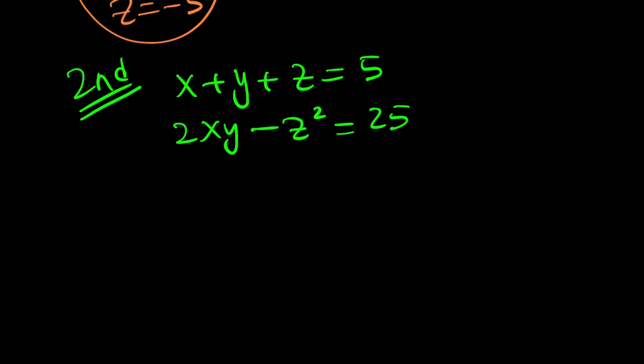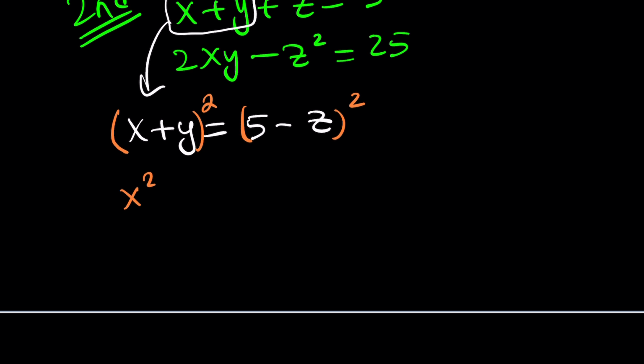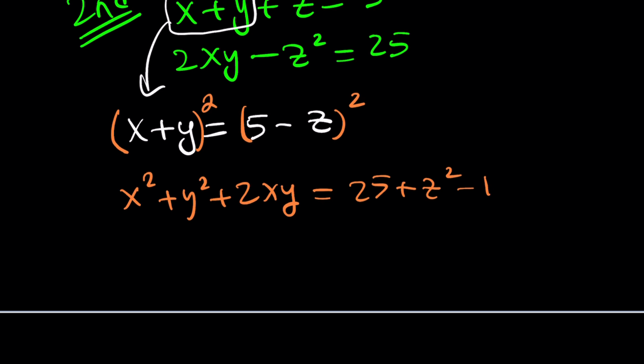Instead of isolating z, I can try to isolate x plus y, because if I isolate it and square both sides that way, I'll be getting 2xy. So that looks like a good thing, doesn't it? So let's do that from the first equation. Let's isolate x plus y. That gives us this. And let's go ahead and do the obvious, square both sides. And when we do, we get x squared plus y squared plus, I was going to write z squared, but no, 2xy equals 25 plus z squared minus 10z.